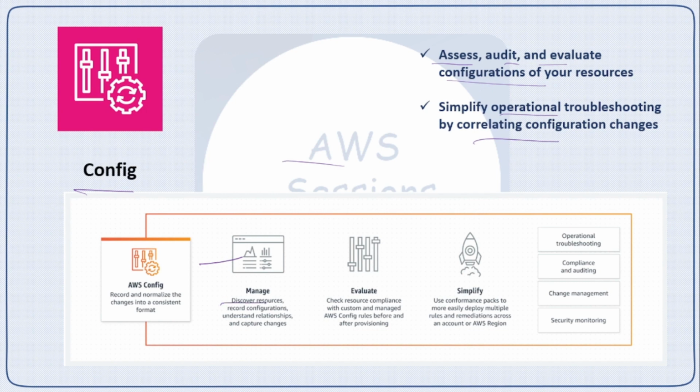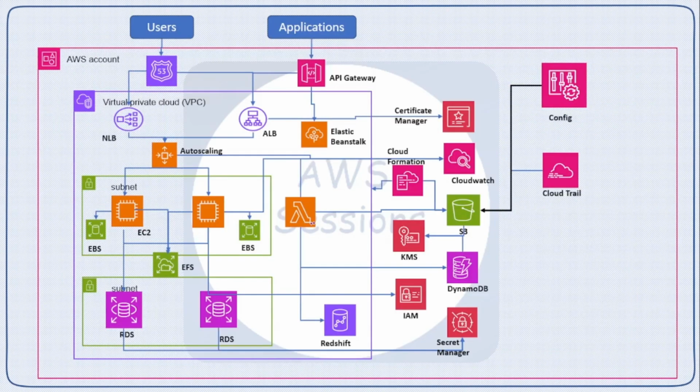You can manage your resources, you can discover resources, record configuration, you can evaluate, you can simplify, and it is also very helpful in troubleshooting as well. So it tracks all the configuration changes. And further, you can create config rules and you can see if resources are compliant or not. So AWS Config is there, then you can see changes that are done to S3 or any other resources here.